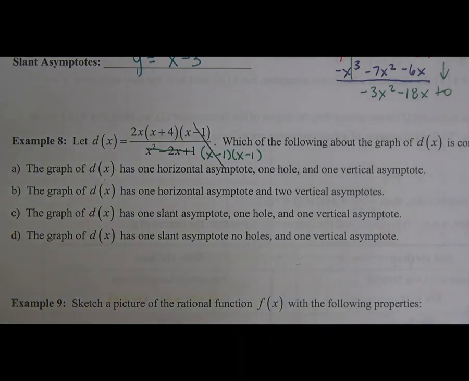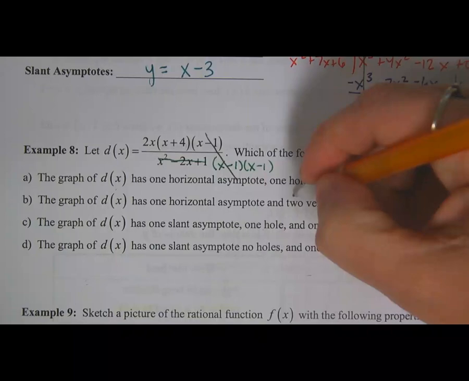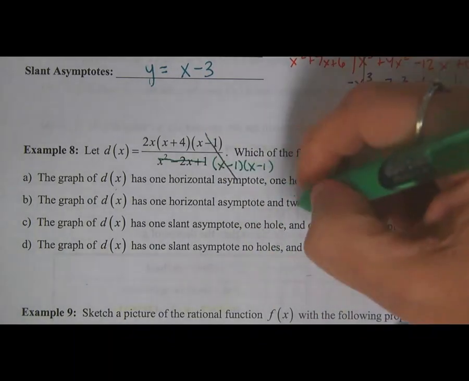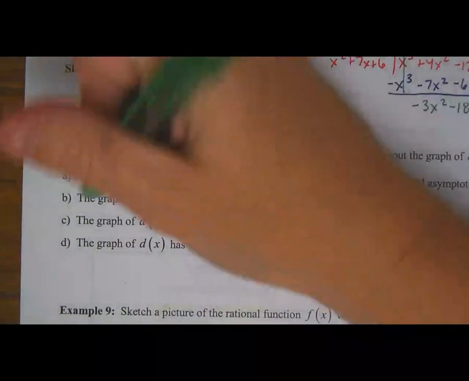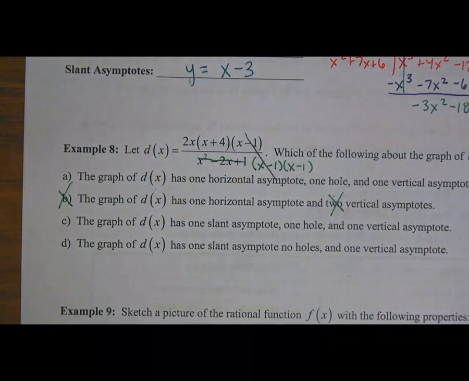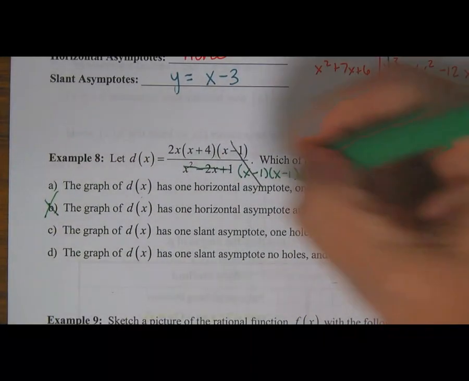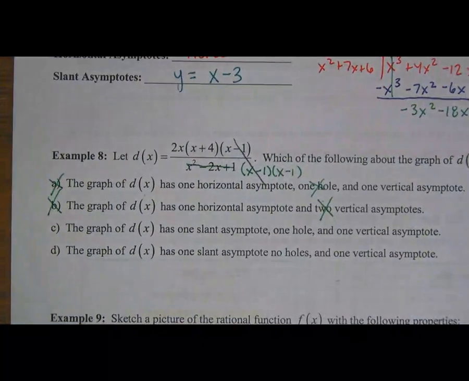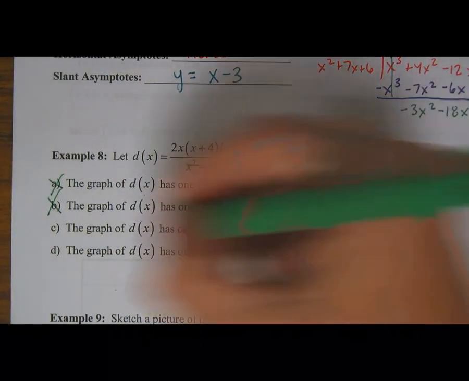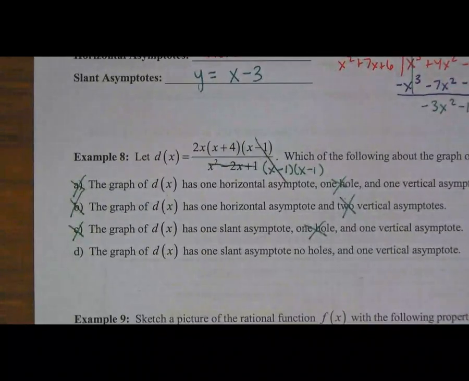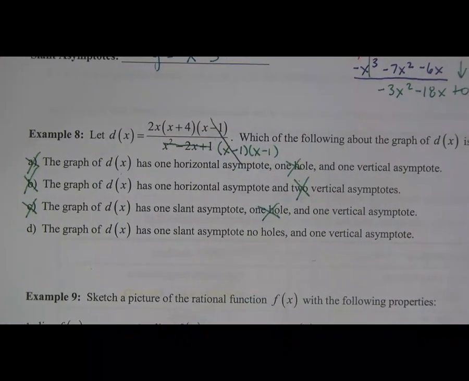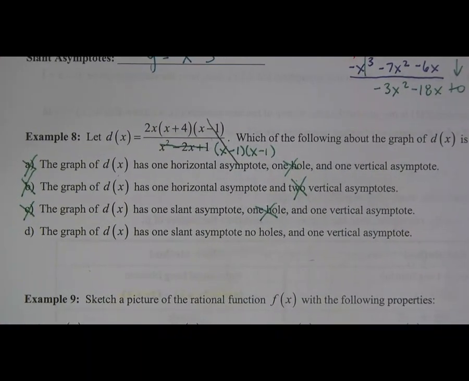So, answer choice B is out because it says that there are 2 vertical asymptotes. Answer choice A is out because it says that there's a hole and there's not. And answer choice C is out because it says that there's a hole and there's not. Now, if you're taking the AP exam, you're pretty sure you're about to circle D.